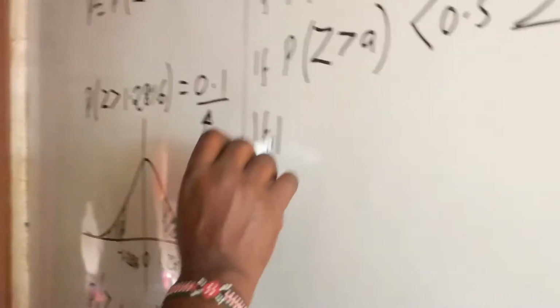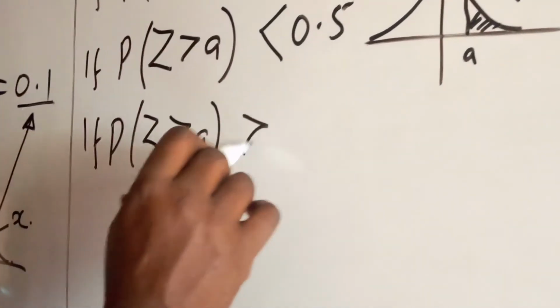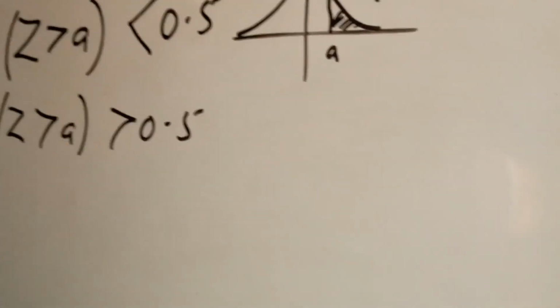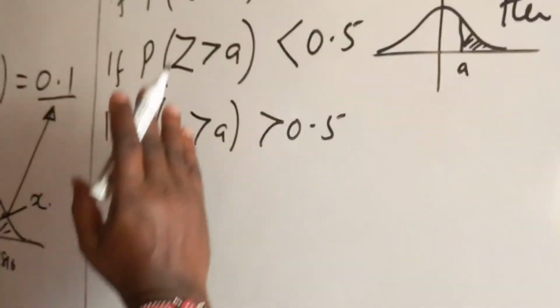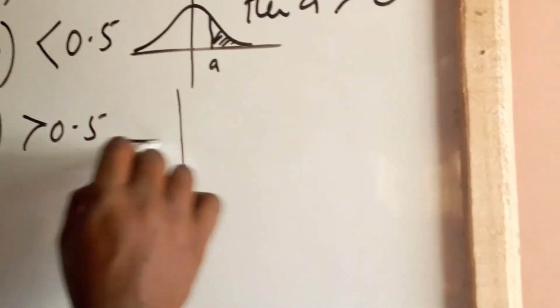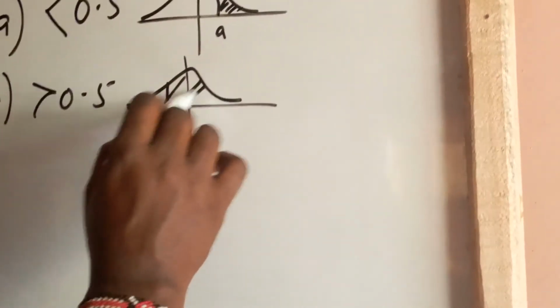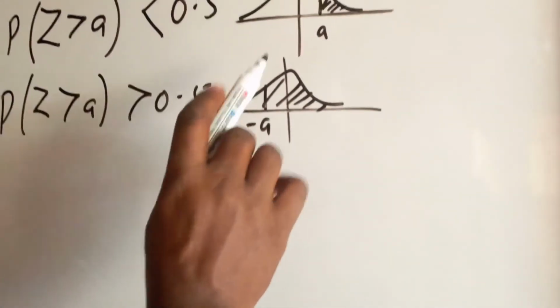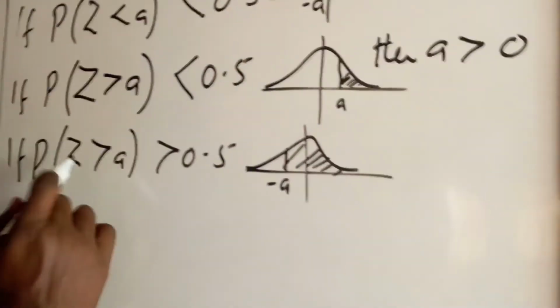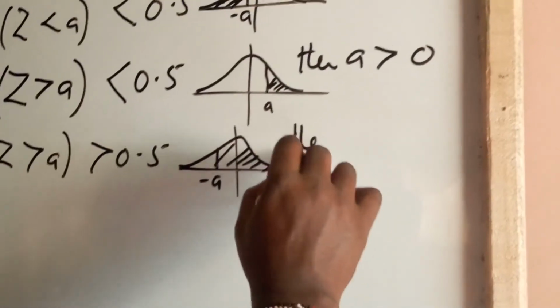And if the probability of z greater than a is greater than 0.5, that means you're talking about the right hand region whose area is more than a half, which can be demonstrated this way, the right hand side whose area is more than a half because of greater than, then you can see where it dwells. Then a.